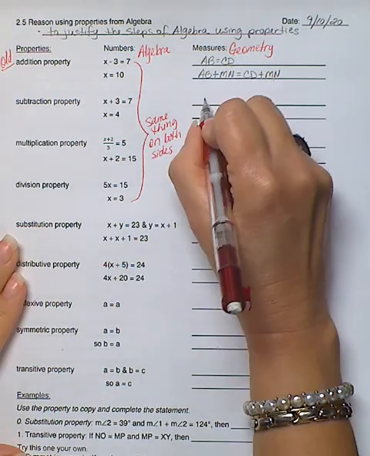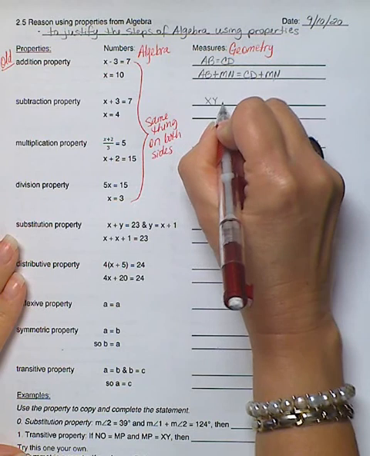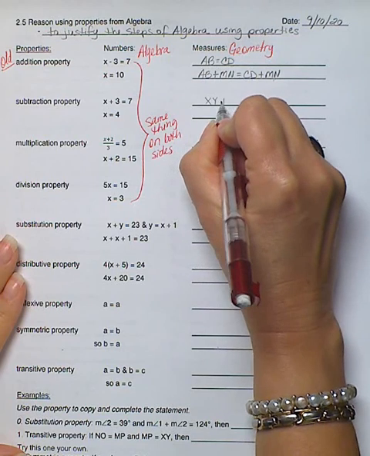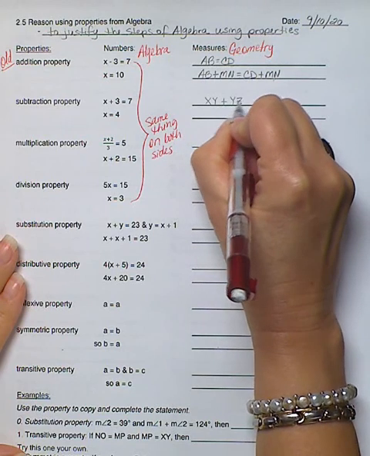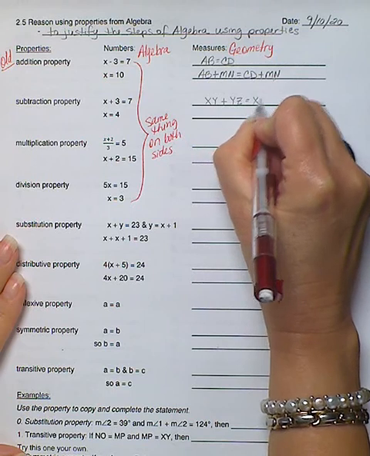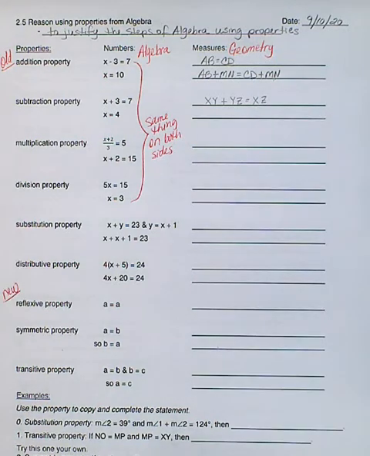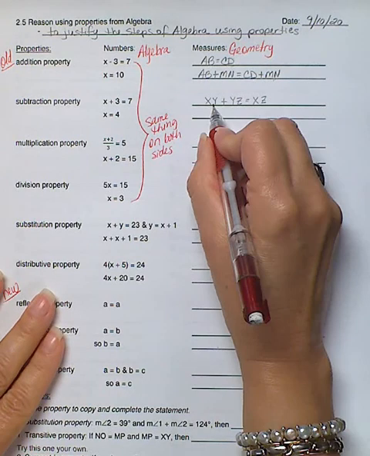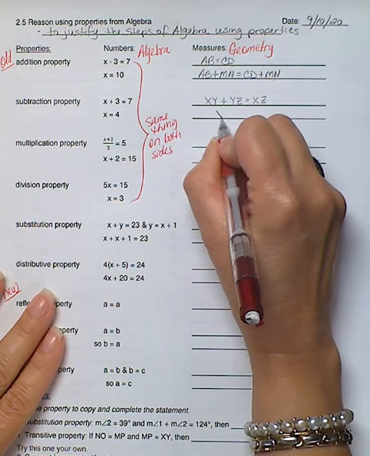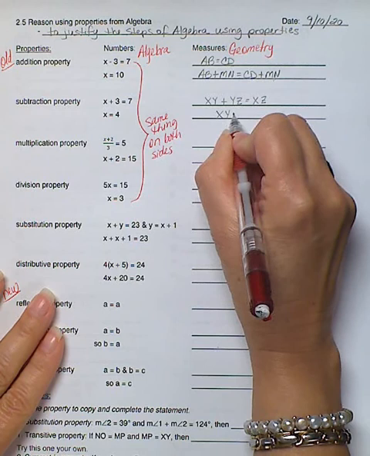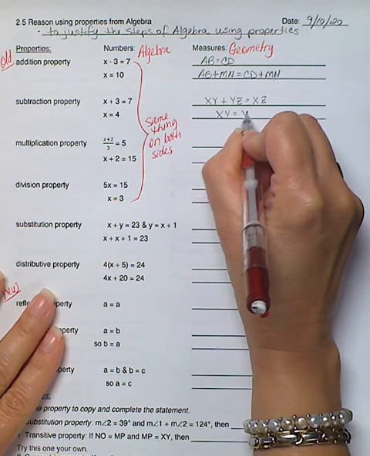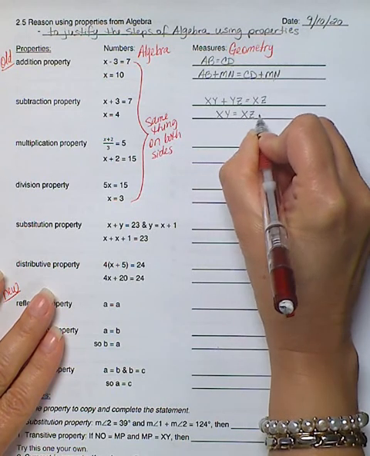plus the length of YZ equals the length of XZ. So this might be something you would do using the segment addition postulate. And we want to know, what does the length of XY equal? Well, the length of XY equals the length of XZ minus the length of YZ. Now, why is that the subtraction property?